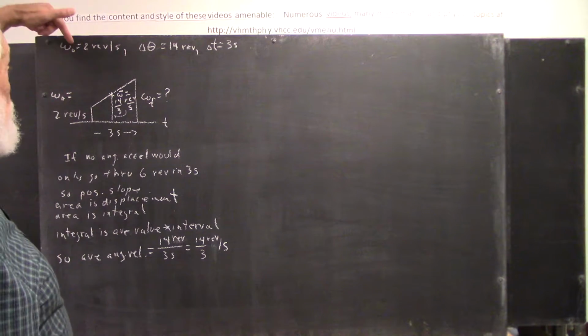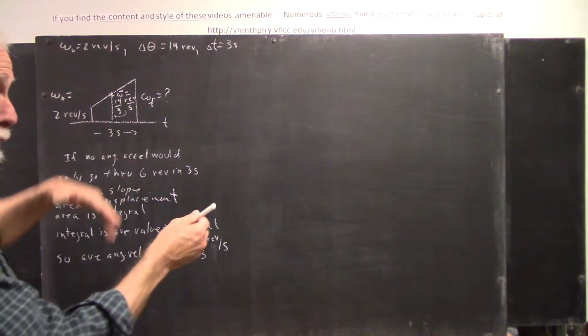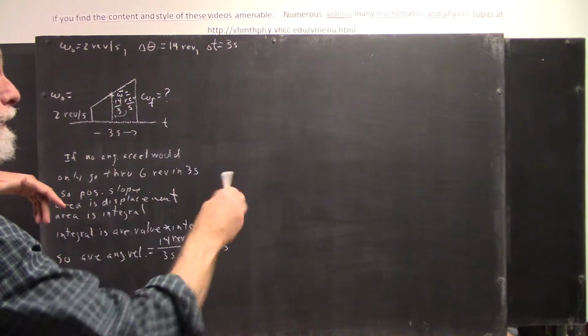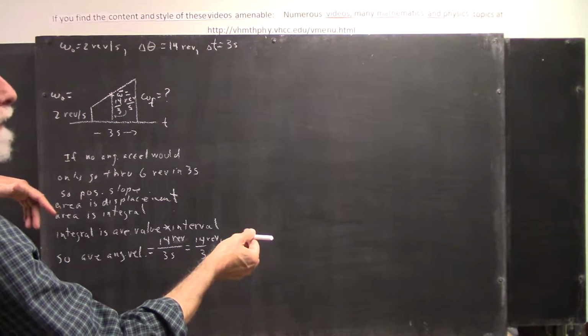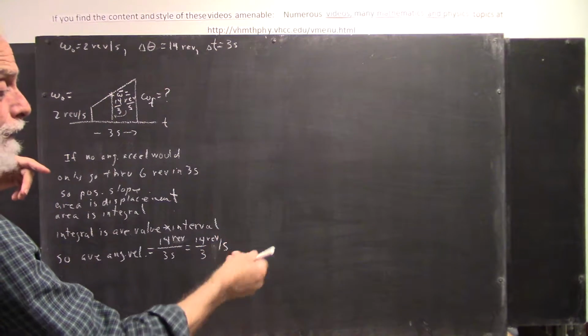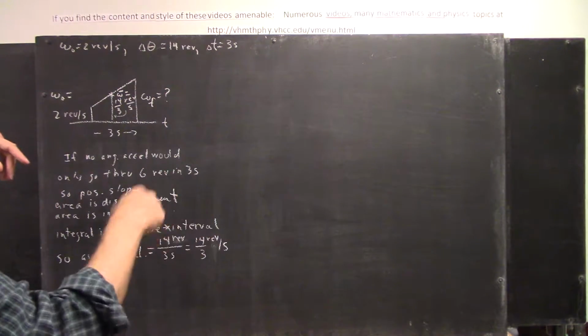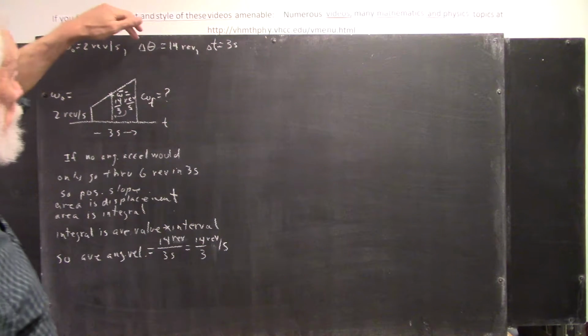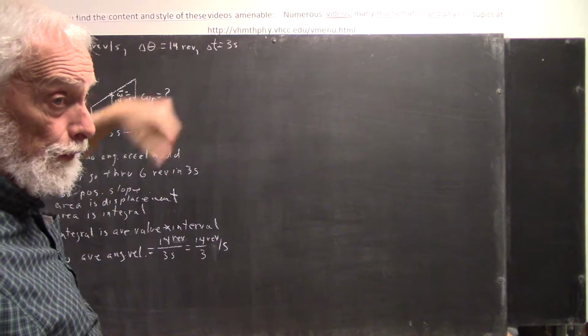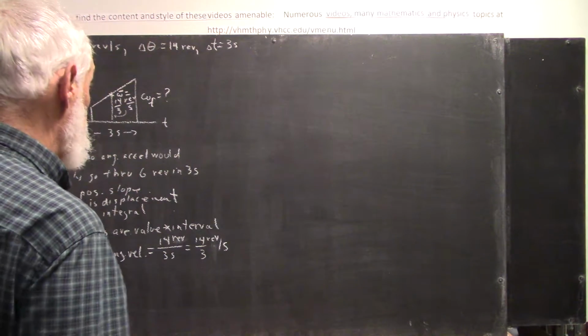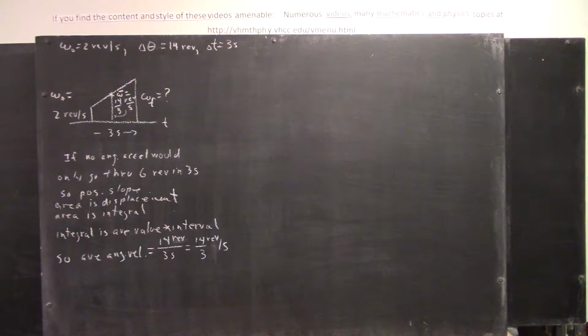Here we have a situation where the initial angular velocity of a rotating beam is 2 revolutions per second. I'm sorry, not radians, 2 revolutions per second. Well, that'd be a little fast. Okay? And it goes through 14 revolutions in 3 seconds. Now I ask you to analyze this situation using a graph.